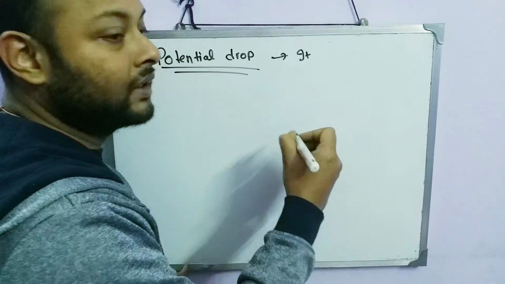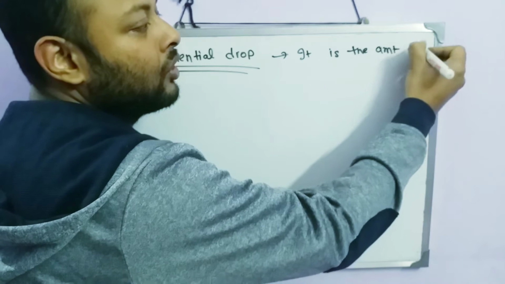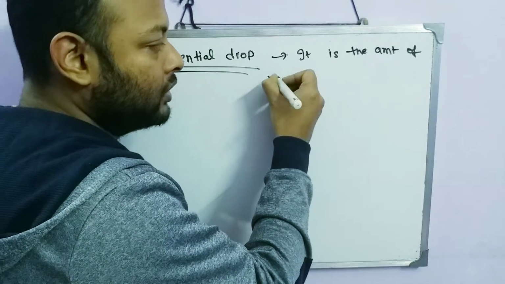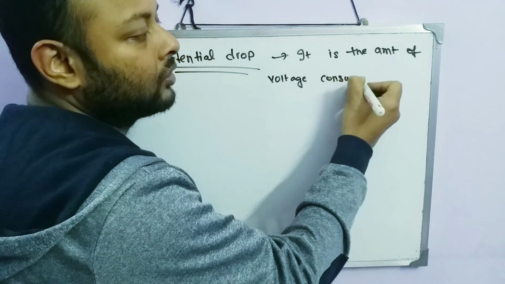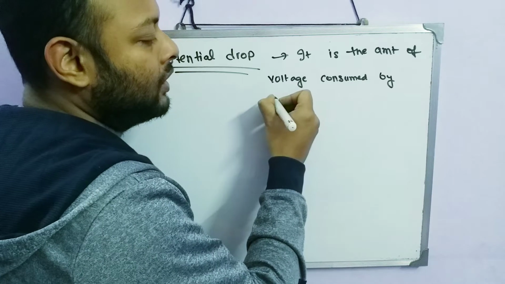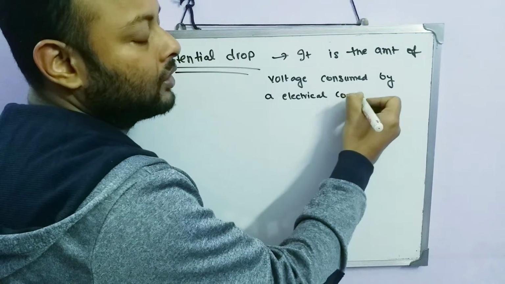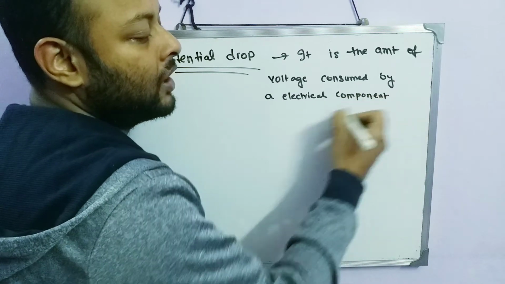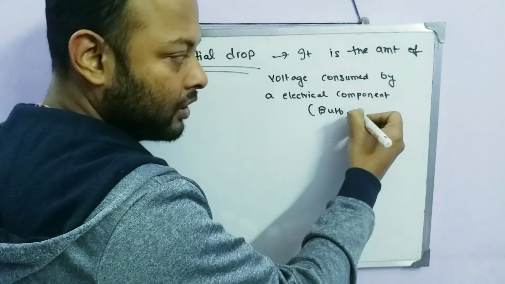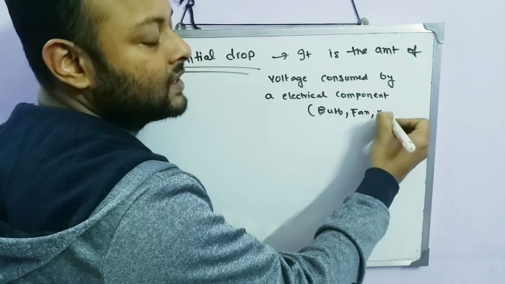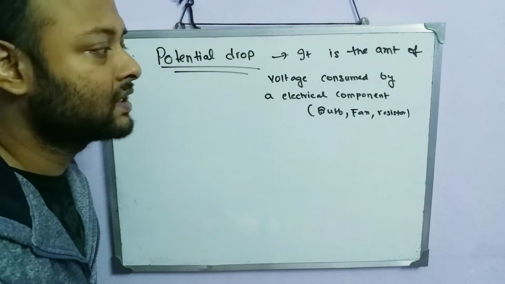I will cite the definition, then make you understand. It is the amount of voltage consumed by an electrical component. This electrical component may be a bulb, or say a fan, or any TV, or any resistor. These are all resistors. This fan, bulb, these are all resistors because they have some resistance inside them.